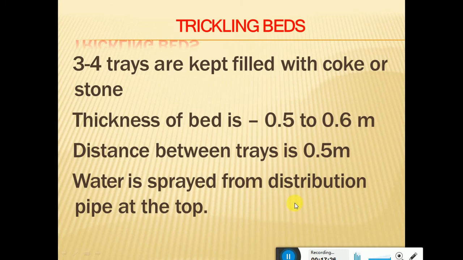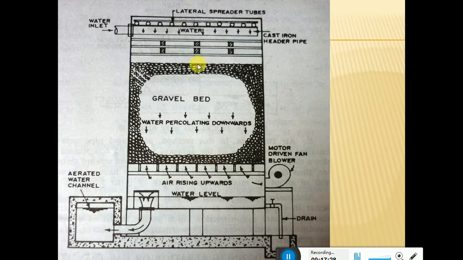You have seen that water is sprayed from this distribution pipe, and this is the gravel bed, and when the water trickles down like this, air will be blown from the bottom. Thereby the aeration area is this one. The aerated water will be collected here, and it will be allowed to flow through this aerated water channel to the next process of treatment.